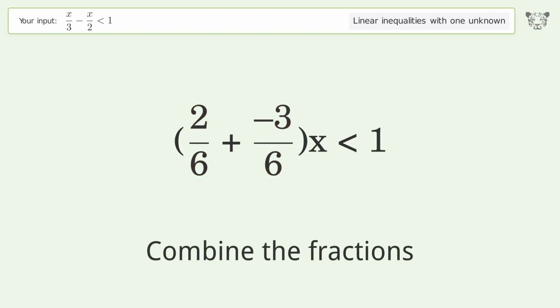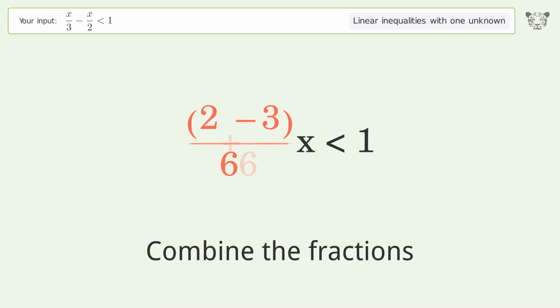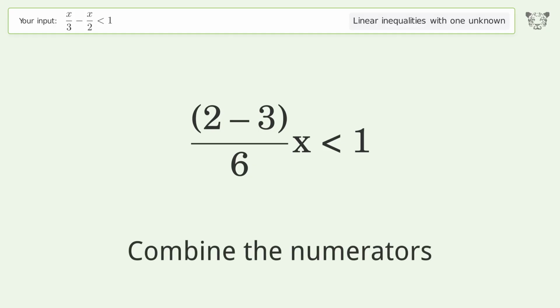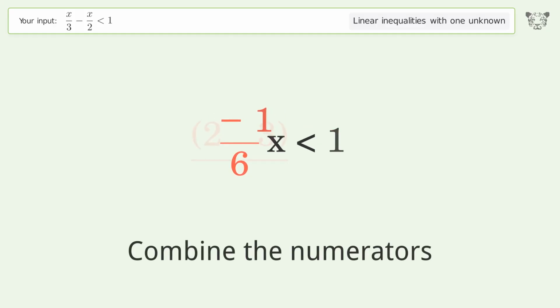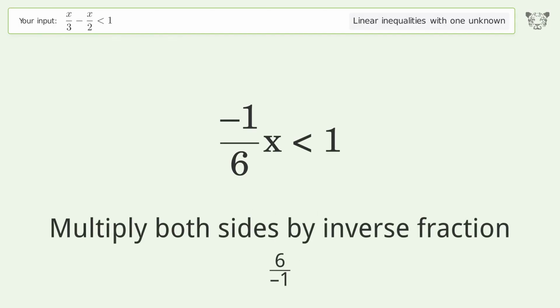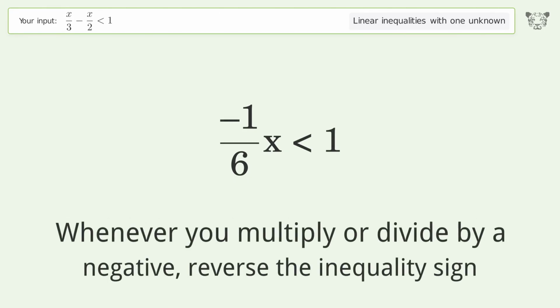Combine the fractions. Combine the numerators. Isolate the x. Multiply both sides by inverse fraction 6 over -1. Whenever you multiply or divide by a negative, reverse the inequality sign.